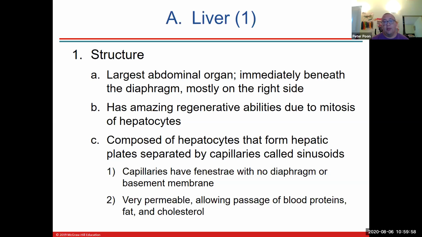They are composed of hepatocytes that form hepatic plates, separated by capillaries called sinusoid capillaries, because they go back and forth. And these capillaries have not just fenestrations, but huge holes.